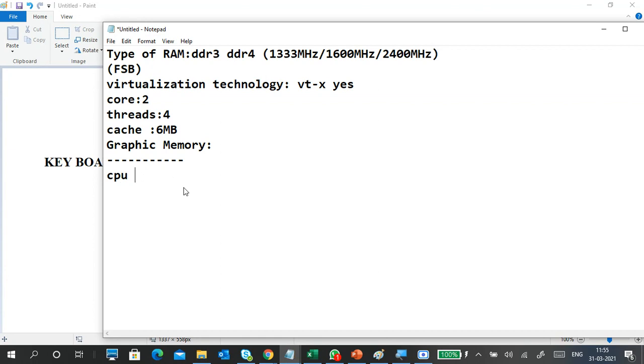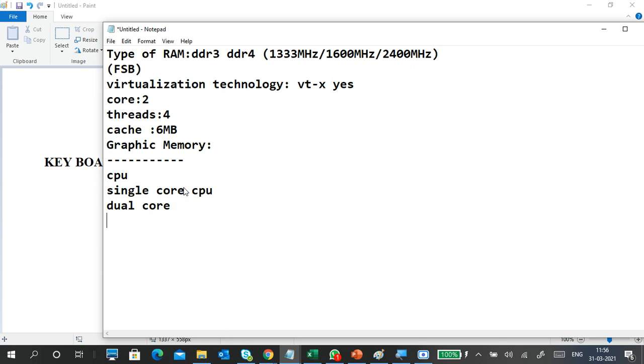In CPUs, different types of CPUs are there. Single core CPUs and multi-core CPUs are available. Single core CPU means only one core, like Pentium 1, Pentium 2, Pentium 3, Pentium 4, Celeron processors. These are all single core processors. Dual core processors are also available. Dual core means two CPUs combined together and become a single CPU. That is a dual core processor.